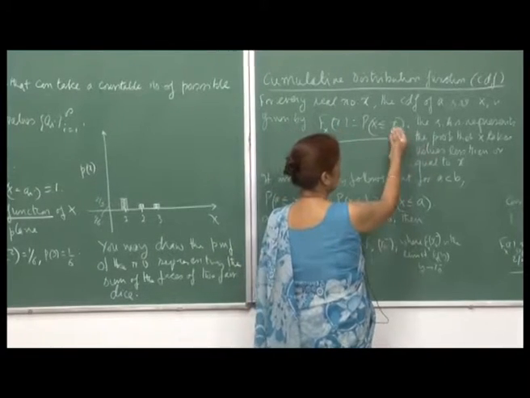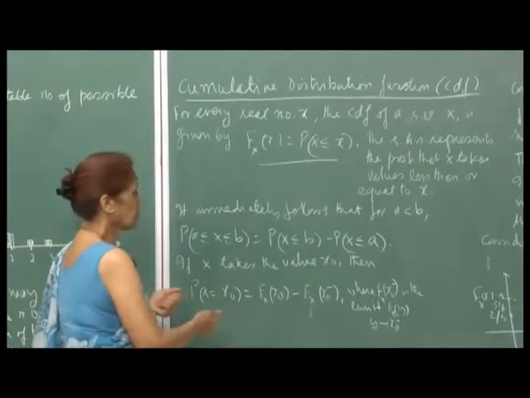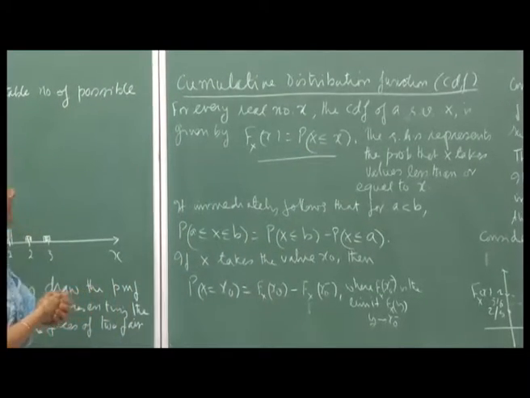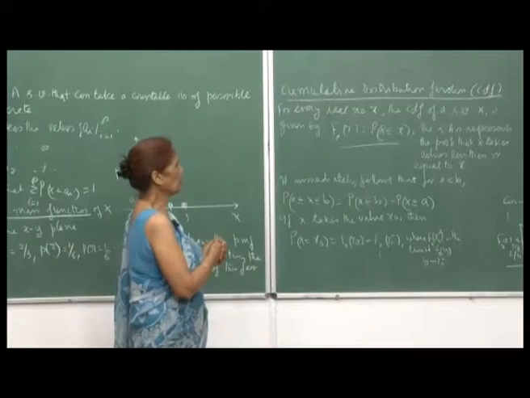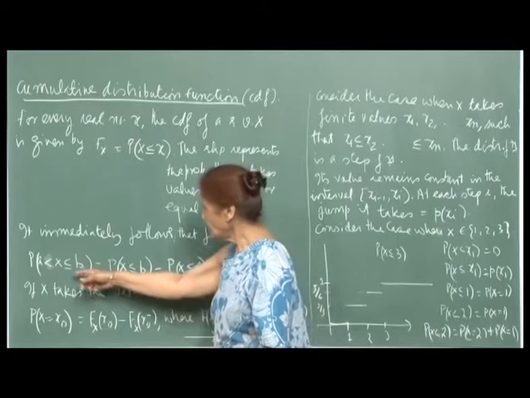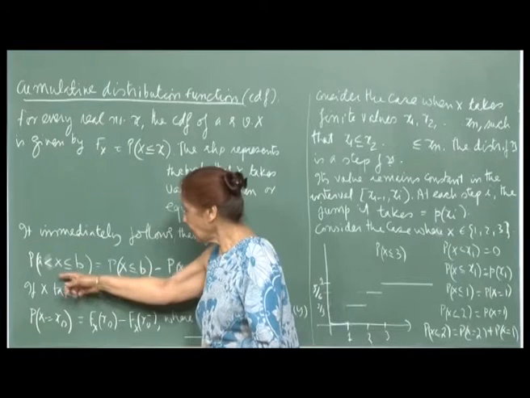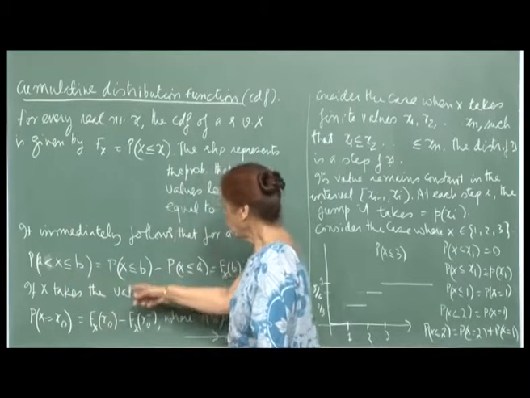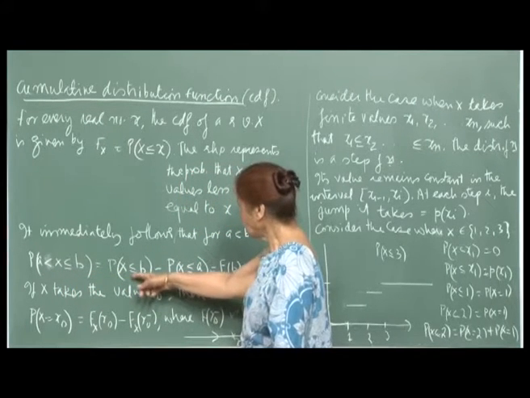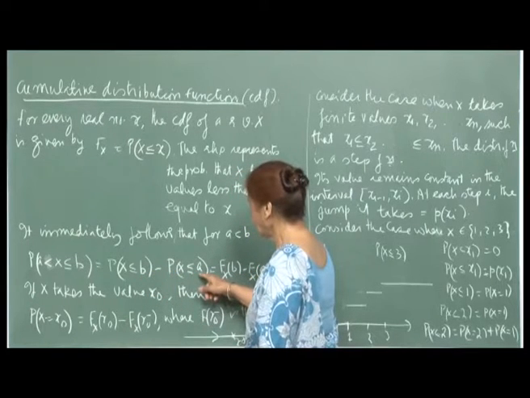And so, here the right hand side is actually the probability that your random variable X takes all values less than or equal to small x. Okay, this is the idea. It immediately follows that if you want to compute the probability of X greater than a and less than or equal to b, then this can be written as probability X less than or equal to b minus probability X less than or equal to a.